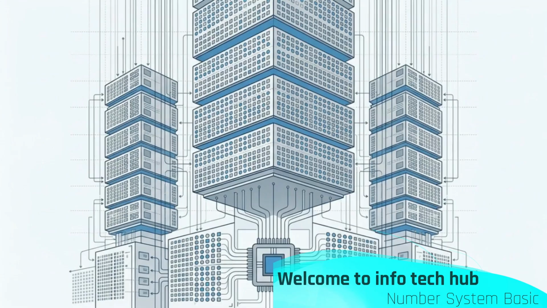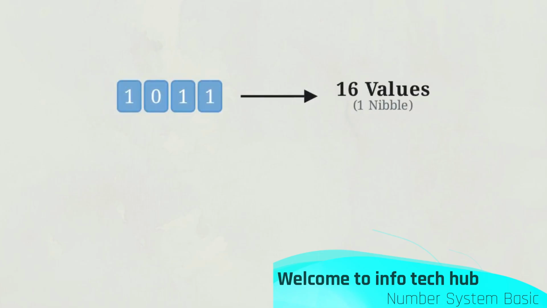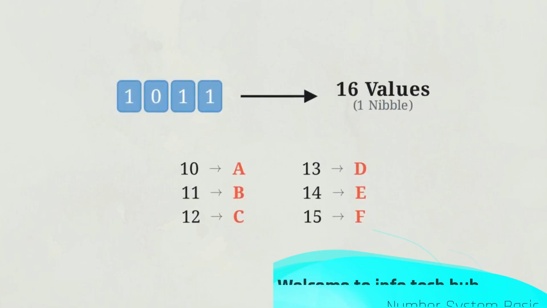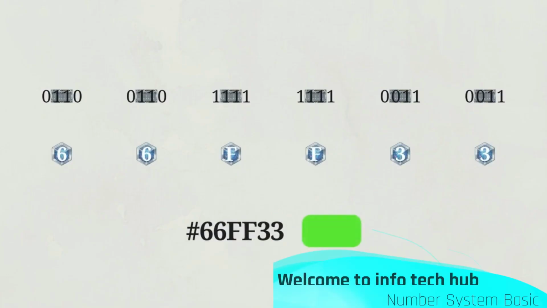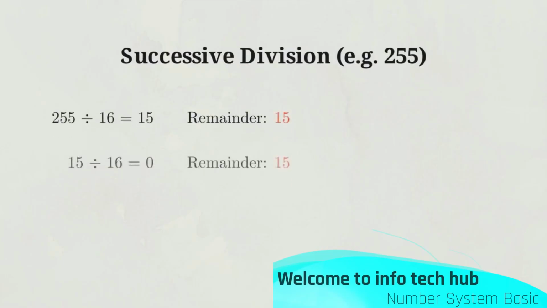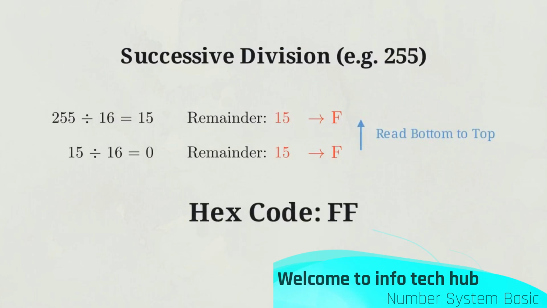As computers grew more complex, engineers needed an even tighter compression tool. Enter hexadecimal, or base 16. Instead of grouping bits into 3s, hexadecimal groups them into sets of 4. Grouping by 4 gives 16 values. We map 10 through 15 to letters A through F. This 24-digit binary code for green compresses into a 6-character hex code, 66FF33. The computer repeatedly divides the decimal value by 16, collecting remainders to construct this output.